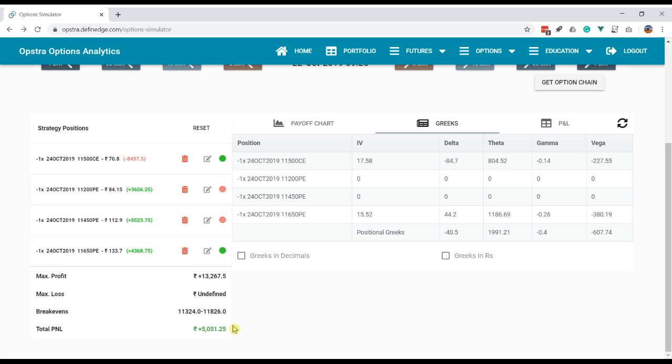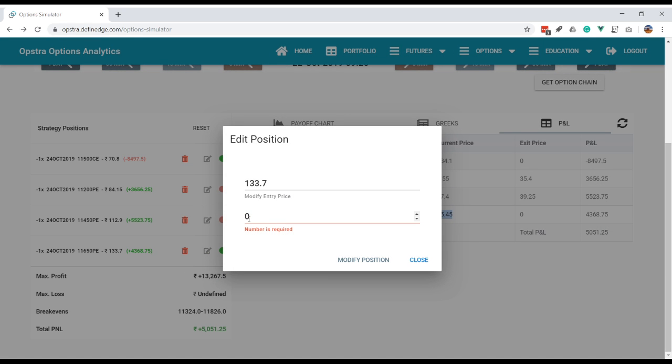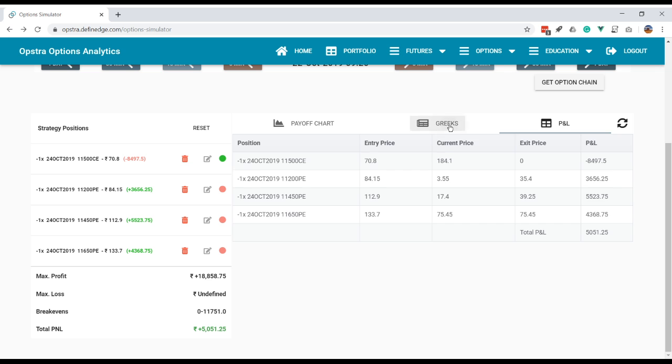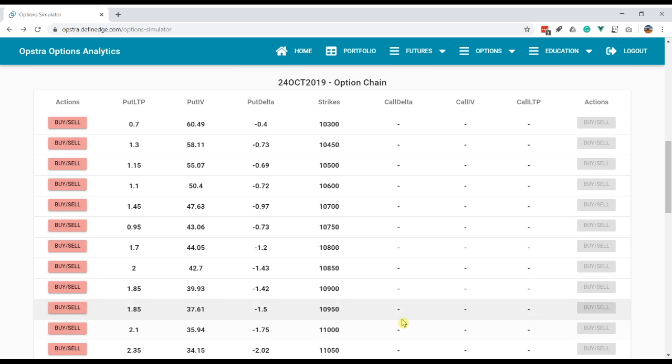So let's do the trade management again. Here what we will do is we exit the put option again. 75.45 is the current price. So we exit the put option and we check the Greeks. So it's around minus 85 delta. Now we can get the option chain for that particular time point.